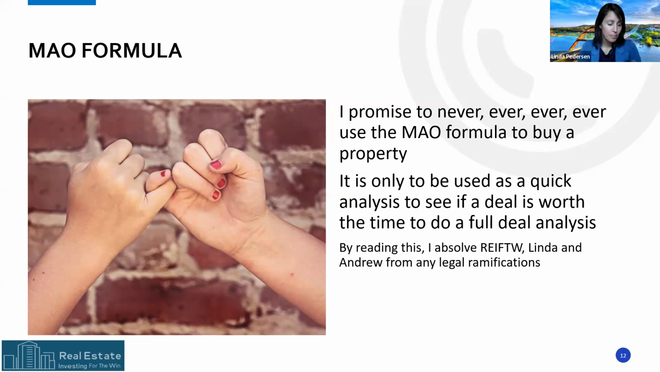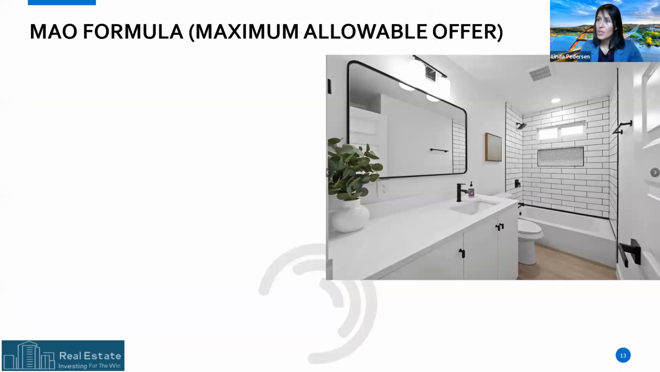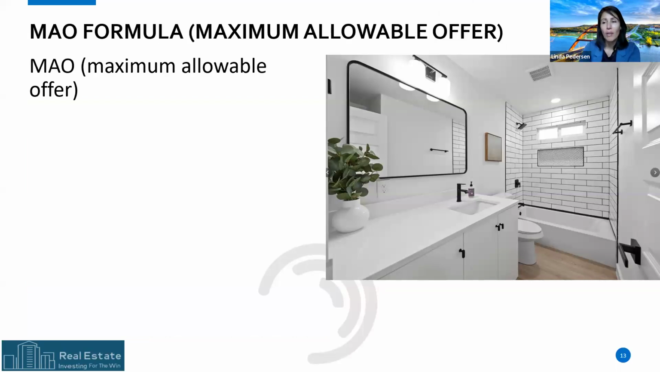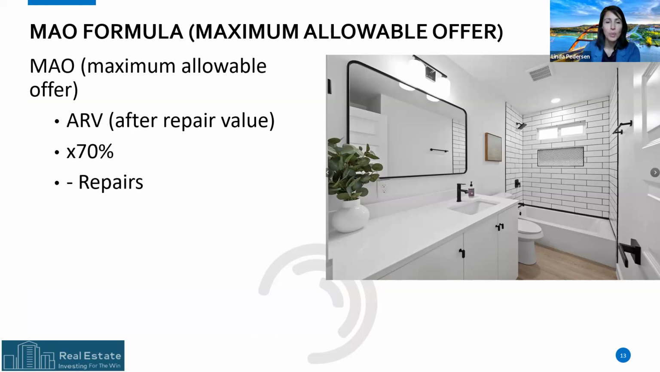So the Mayo formula is Maximum Allowable Offer: ARV, after repair value, times 70% minus repairs. That's the formula. So that's why we can do it this fast.